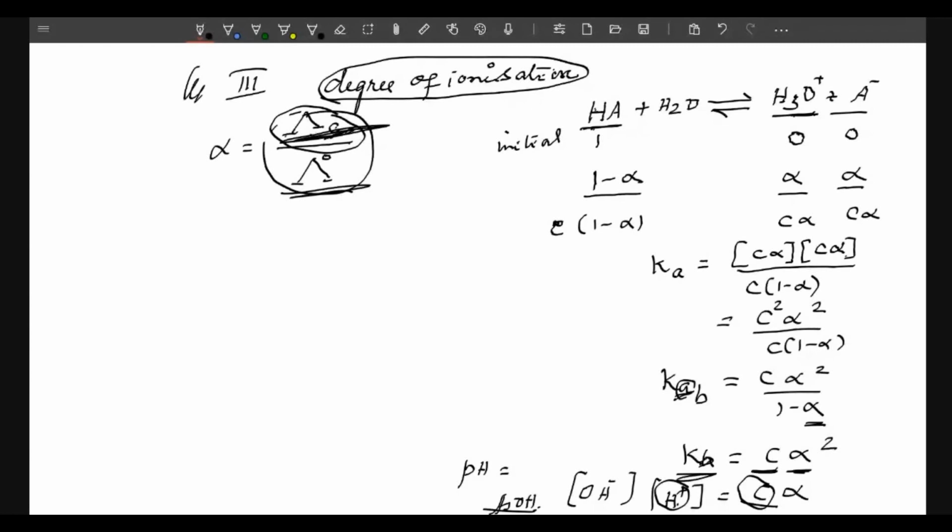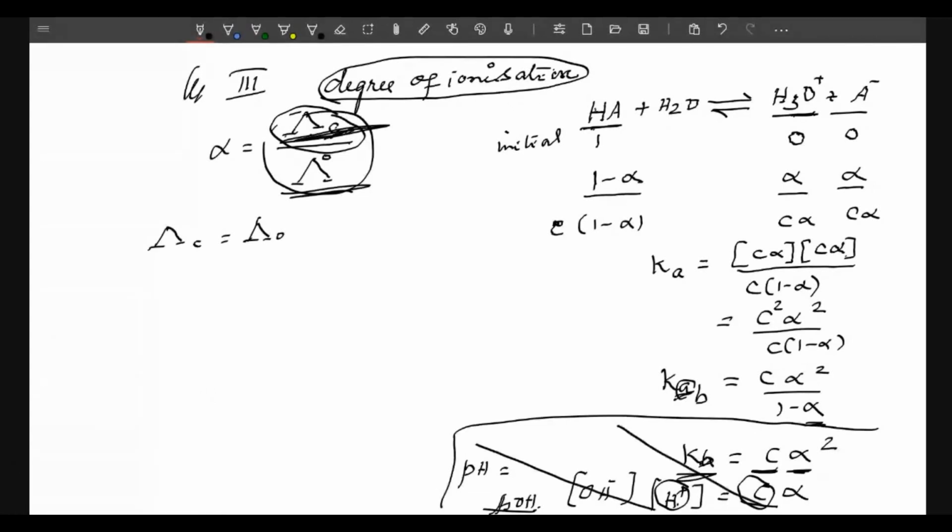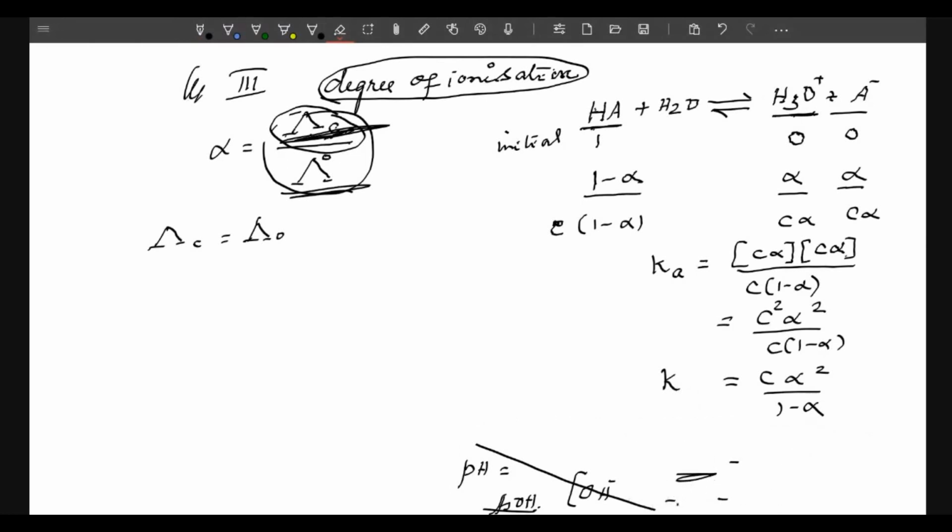And I'm going to derive the relationship between lambda and lambda not for the weak electrolyte. This is a side one, if at all you are asked to calculate this, how to proceed. Now I am going to relate the lambda C versus the lambda naught using this equation. What is the equation? We have derived an equation for the Ka. The Ka is equal to C alpha square by 1 minus alpha.